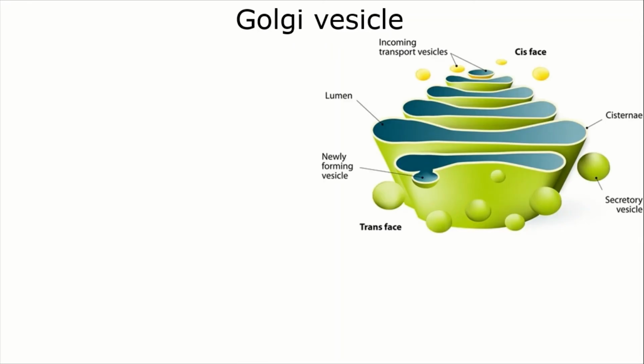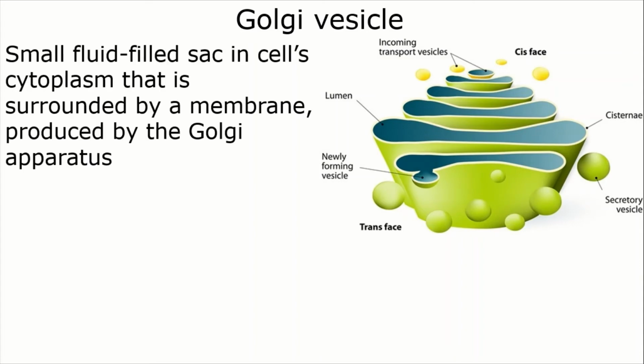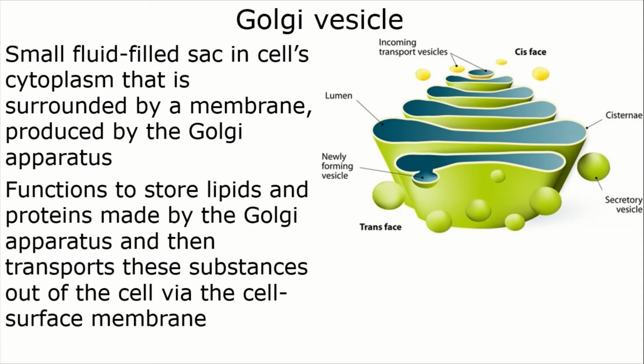Next is the Golgi vesicle. Again, we have the same diagram here. The vesicles, however, are these small little bubbles, these yellow and green circles that you can see on the diagram. And these are small fluid-filled sacs in the cell cytoplasm, and they're surrounded by a membrane produced by the Golgi apparatus. Their function is to store lipids and proteins that are made by the Golgi apparatus, and then they transport these substances out of the cell via the cell surface membrane.